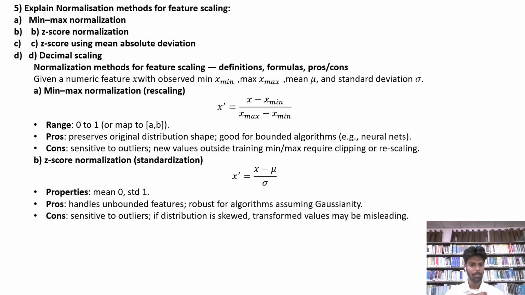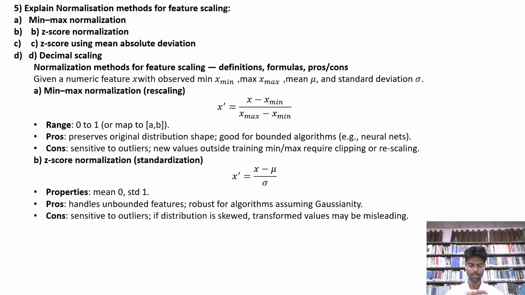Starting with the first one, minimum maximum normalization, that is rescaling. We calculate x prime as x minus x min divided by x max minus x min, range 0 to 1, or map to the square bracket a comma b. Pros, the advantages of min-max normalization: it preserves the original distribution shape, good for boundary algorithms. Cons: sensitive to outliers, and new values outside the training min and max require clipping or rescaling.